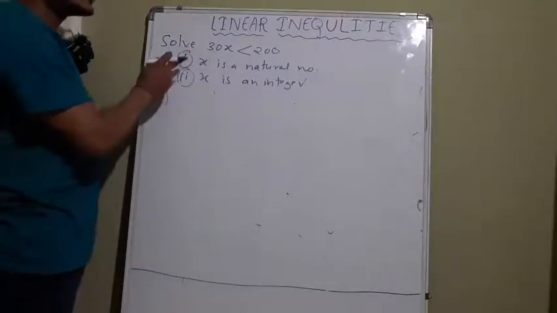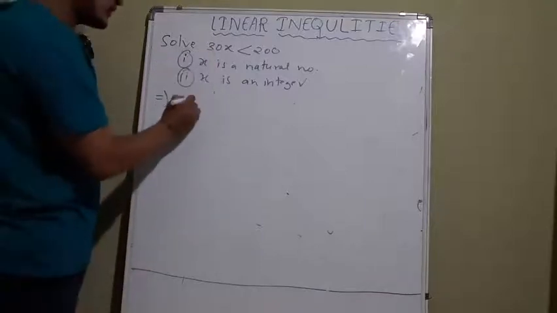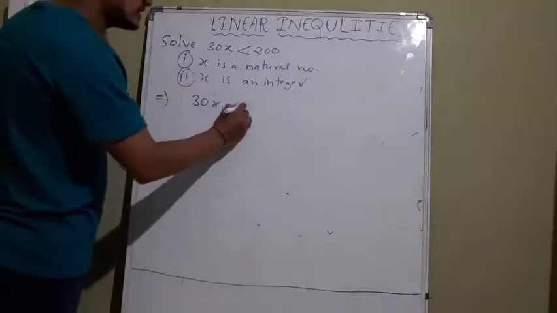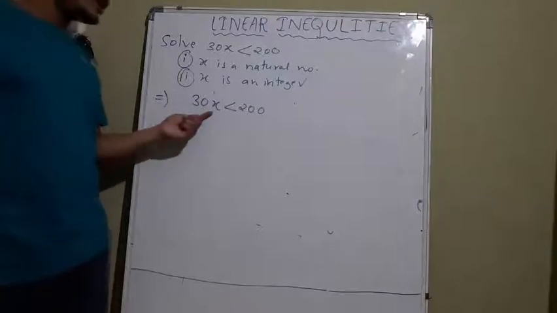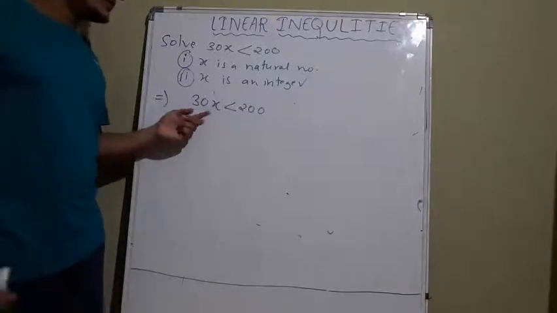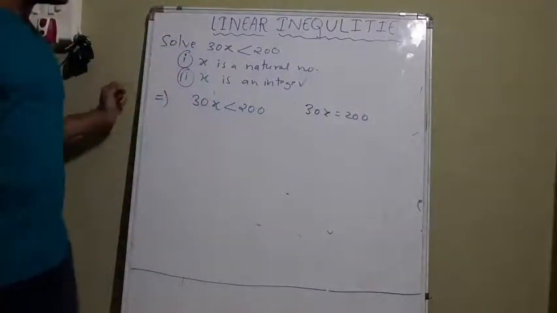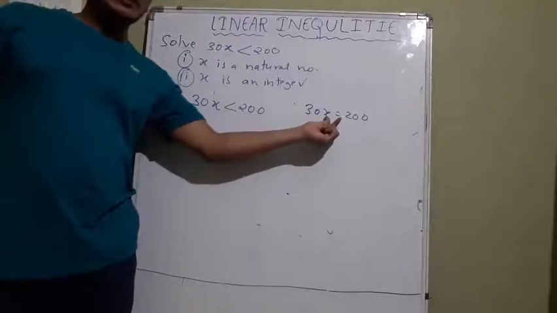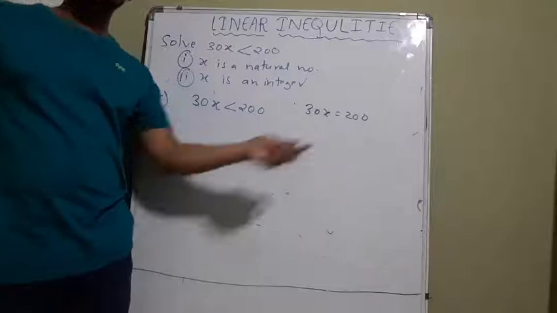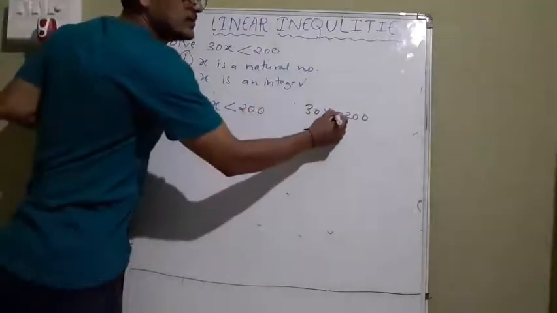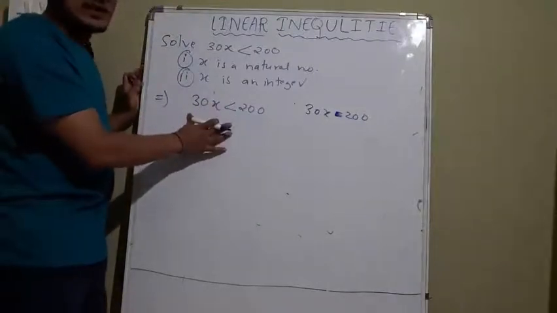Okay, we have to write down the solution set for this, where x is a natural number and where x is an integer. So first take that inequality, 30x less than 200. Now here we have to find the value of x. Suppose I have 30x equals 200. This 30 is multiplying x, so we transfer the 30 to the other side and it will divide. That we do in an equation because we have an equal sign. But here you don't have the equal sign, so for this there are some rules.